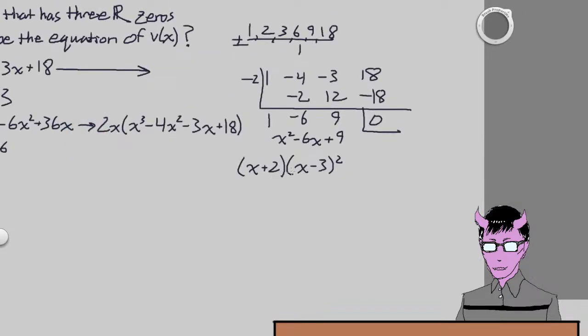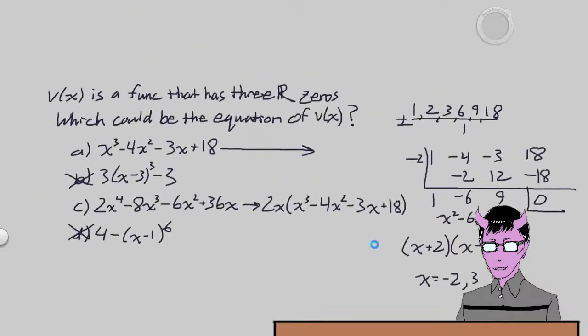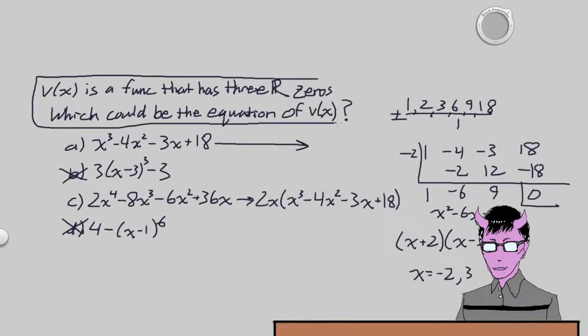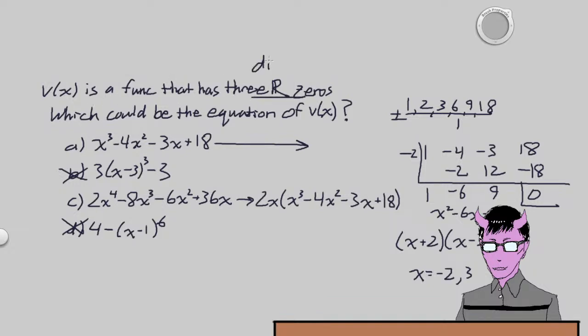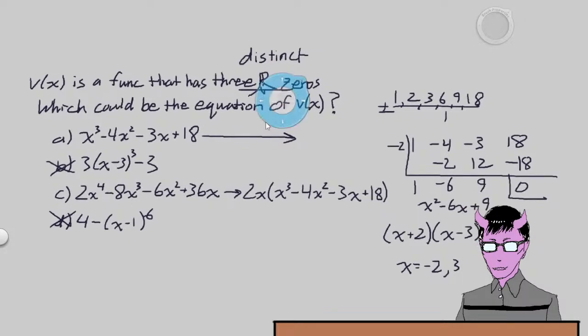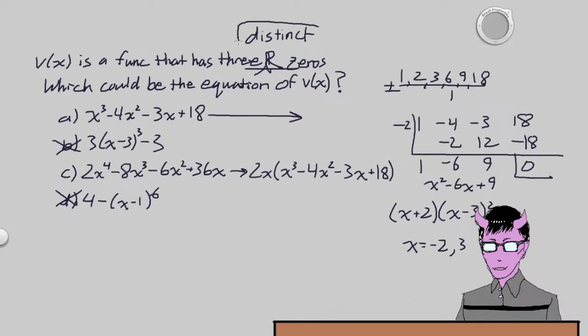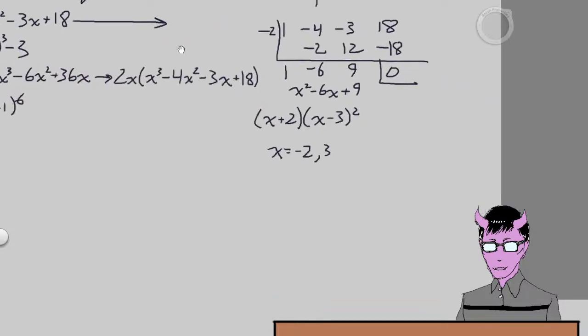So technically option A does have 3 answers, right? It has solution number 1, which is -2, and then it has solution 2, which is +3. It's repeated twice though. So this 3 is technically 2 solutions, it's just repeated twice. So, which is why I think this is poorly worded. V of x is a function that has three, let's put three distinct real zeros.